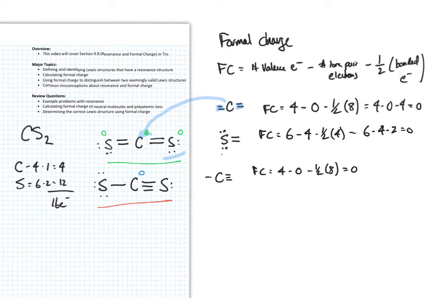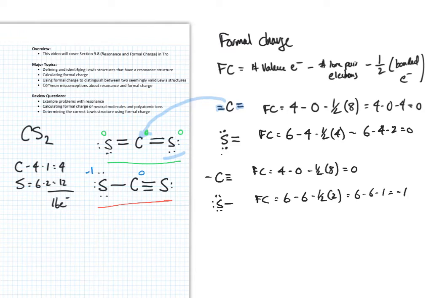And the formal charge, we've got 2 different types of sulfur now. We've got a sulfur with 3 lone pairs and a single bond. So the formal charge on that is 6 minus 1/2 times 2. 6 minus 1 is equal to minus 1. So this sulfur has a minus 1 formal charge.